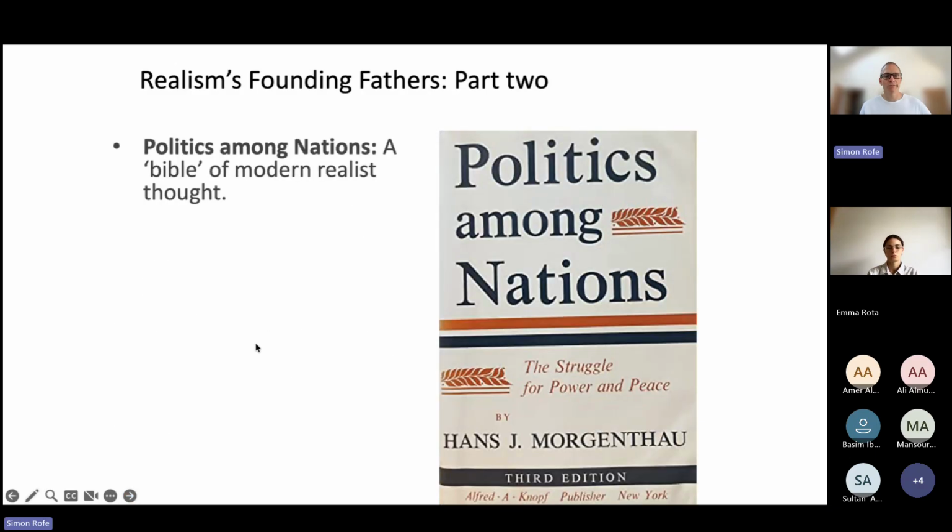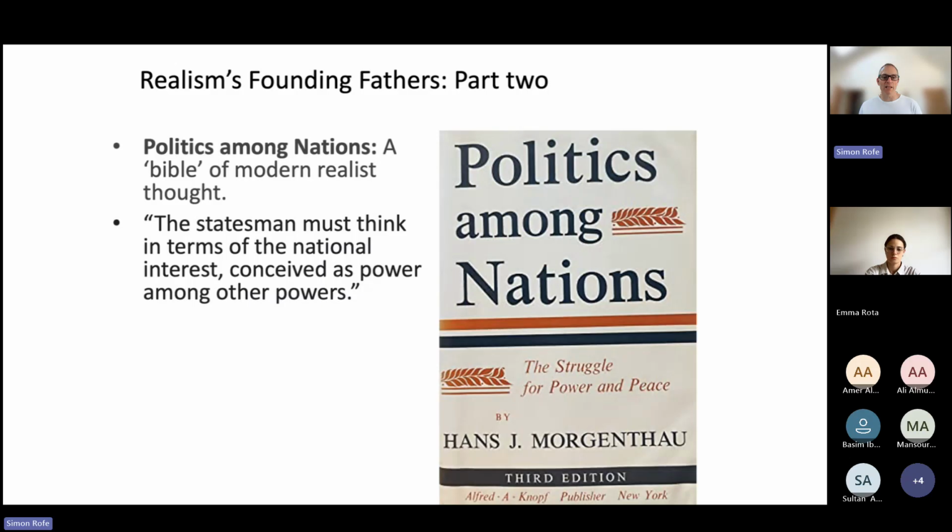A more recent tome, Hans Morgenthau's Politics Among Nations. And here he's talking about that struggle, that inherent struggle for power and peace. And it's considered a Bible of realist thought. Okay? How do you manage those relationships among nations? It's a long book. I won't ask you to read it, but it gives you an understanding of how national interest is power and power amongst others.